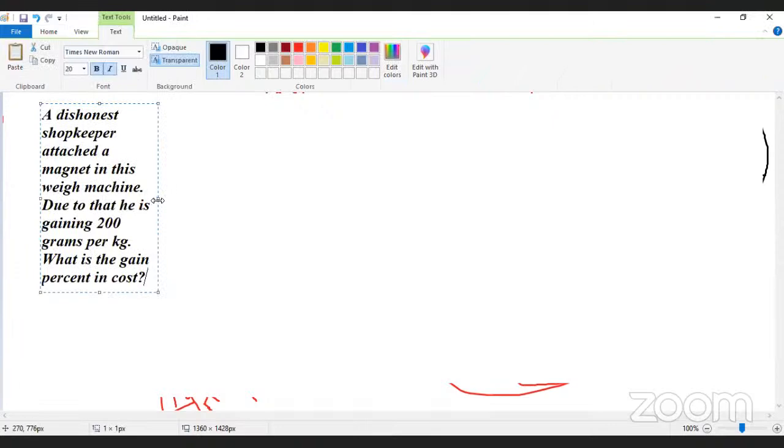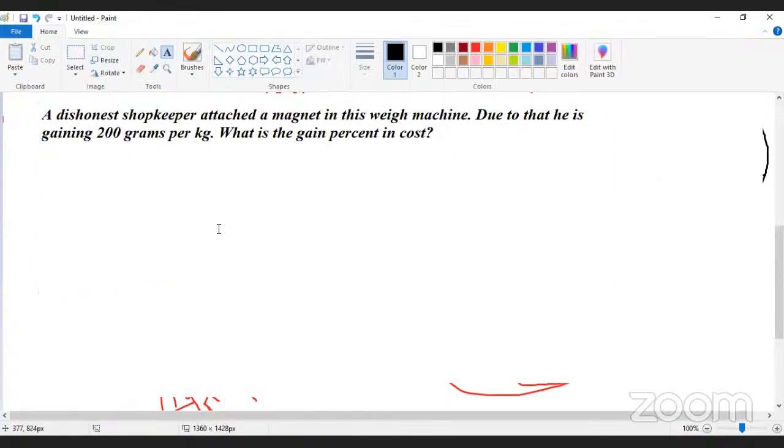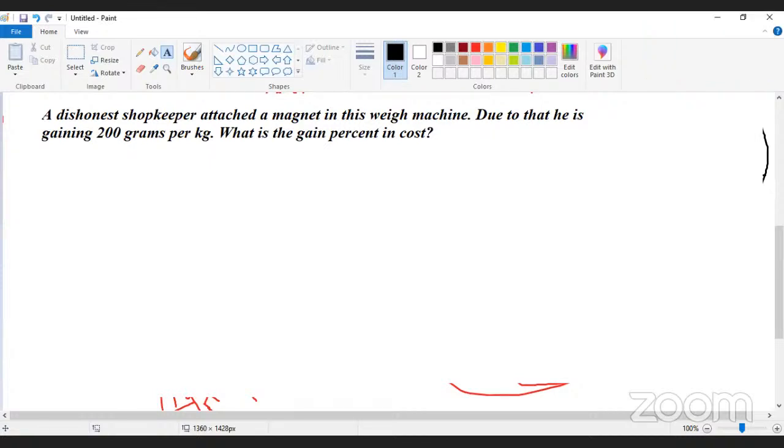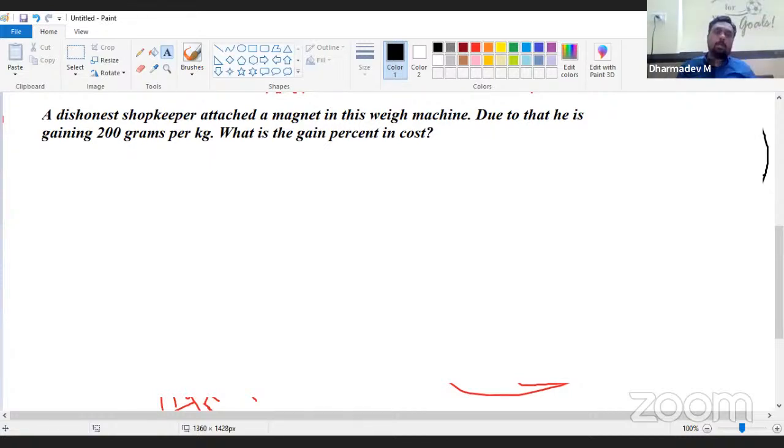I think we have done this question. You remember? A dishonest shopkeeper attaches a magnet in the weight machine. Do you remember this question? Yes or no? Yes, sir. Okay, I'm just giving you this for revision purposes, just get the answer for this question. Let's go on with the next. Very easy one.